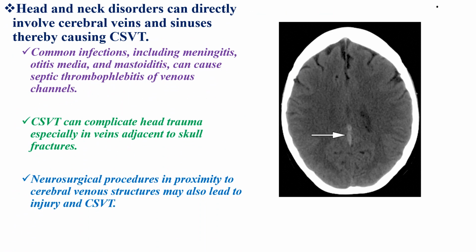Head and neck disorders can directly involve cerebral veins and sinuses, thereby causing cerebral sinovenous thrombosis, such as common infections, meningitis, otitis media, mastoiditis, which can cause septic thrombophlebitis of venous channels. Cerebral sinovenous thrombosis can complicate head trauma, especially in veins adjacent to skull fractures. And neurosurgical procedures in proximity to cerebral venous structures may also lead to injury and cerebral sinovenous thrombosis.